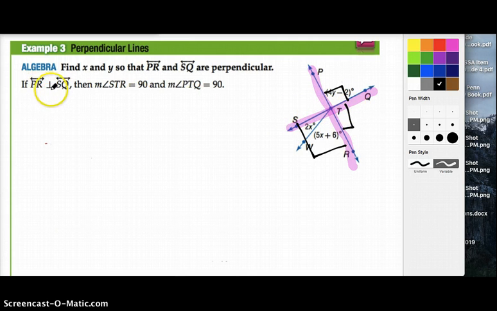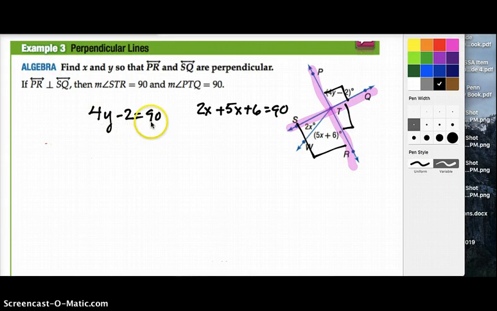So if PR is perpendicular to SQ, then angle STR is 90 degrees, and angle PTQ would be 90 degrees. Okay, so that's good information to know. So I've got this angle is 90, this angle is 90. We've got to find the variables that are going to make that true. Hopefully you see the equations we need to set up. We have 4y minus 2 equals 90, right? And then the sum of these two angles, 2x plus 5x plus 6 equals 90.